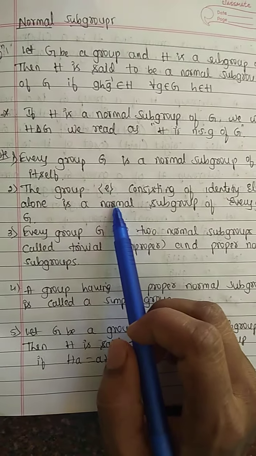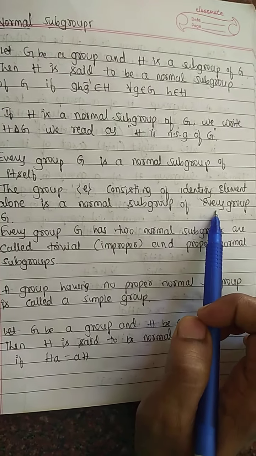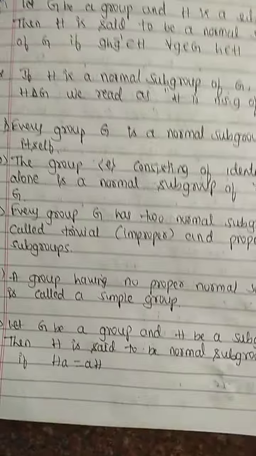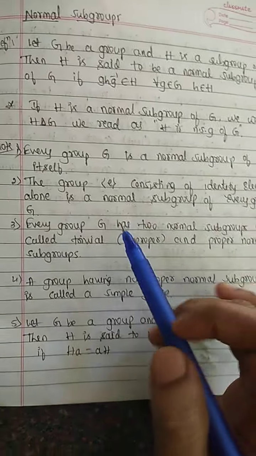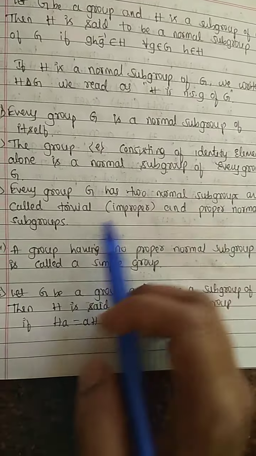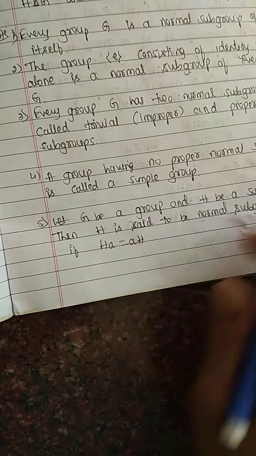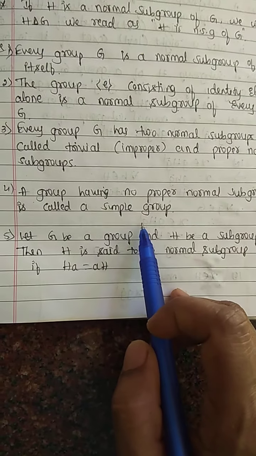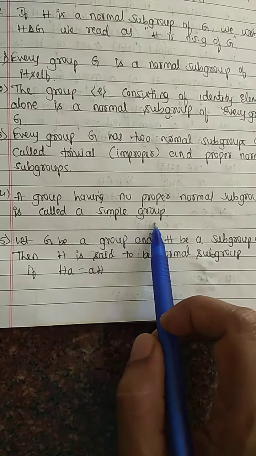Second point, the group E consisting of the identity element only is a normal subgroup of every group. Third, every group G has two normal subgroups, called improper and proper normal subgroups. Fourth point, a group having no proper normal subgroups is called a simple group.